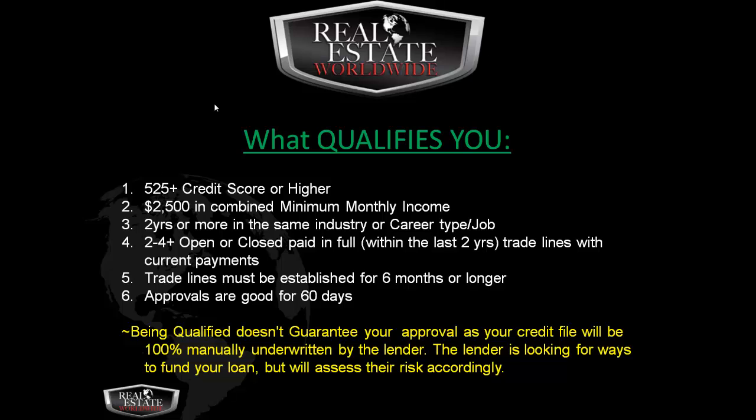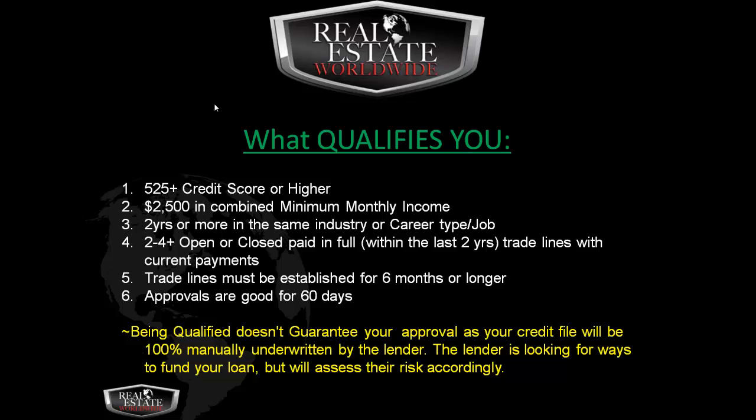To actually qualify, you need a 525 or higher credit score, $2,500 in combined monthly income, and that could be a husband and wife combined income, and 2 years or more in the same industry or job. So if you've had the same job or you've been in the same industry, maybe you're a salesperson, you've been in sales for 5 years, you'll be fine. Maybe you've worked at 3 different retail stores in the mall. Whatever the case may be, if you're in the same career or job type for 2 years, you'll be fine. Under 2 years, you'll be disqualified.